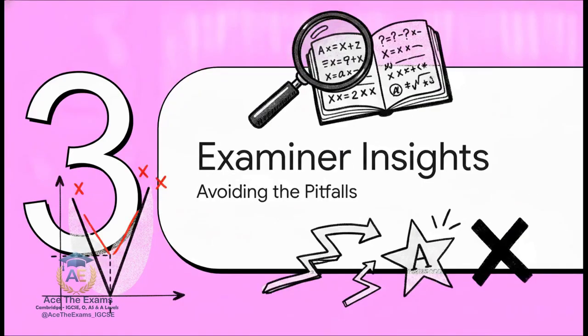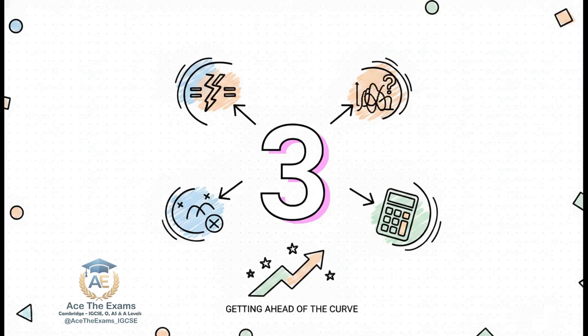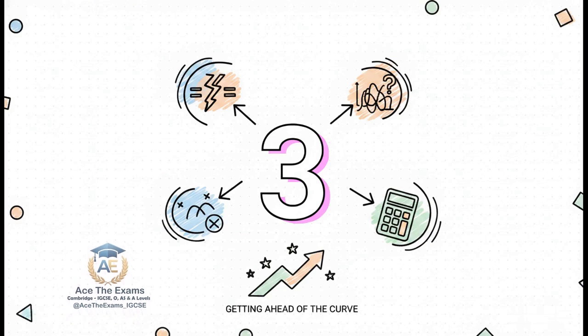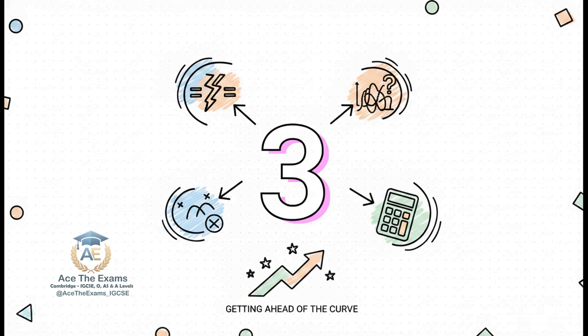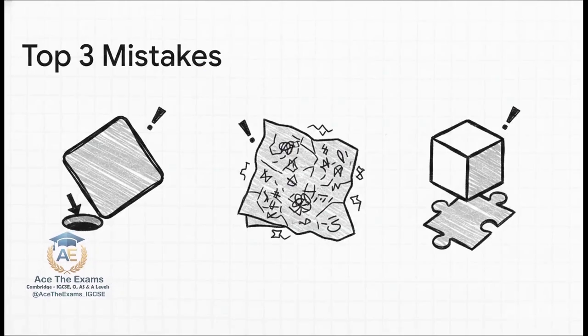Section 3. Examiner Insights. Avoiding the pitfalls. The principal examiner reports have repeatedly identified 3 critical, widespread mistakes when it comes to modulus functions. If you can avoid these 3 specific things, you are instantly ahead of 80% of the candidates. Let's break down these top 3 mistakes.